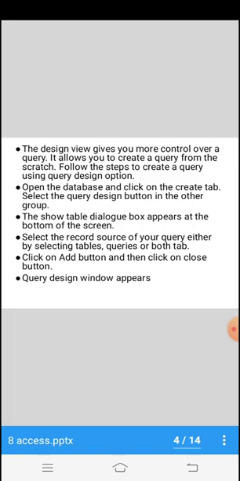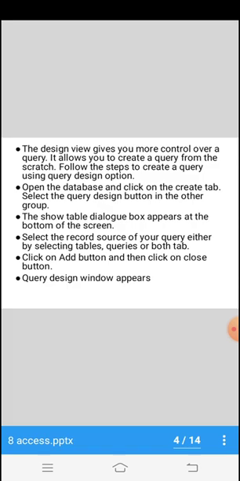Where is your record source? The original source of your query, either by selecting the tables, queries, or both tab. If a table has already been made, you have to select the table which is the original source of that query. That means the original table of the query which you have written.